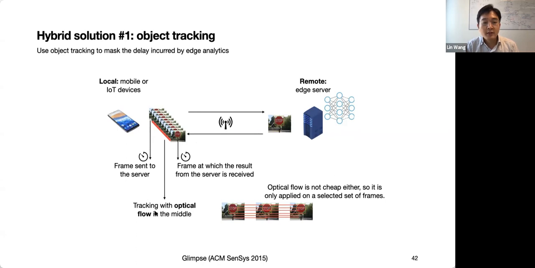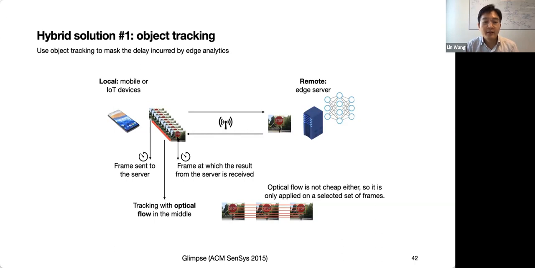So basically we can use some sort of object tracking with optical flow in the middle. So this is the frame we send to the server, the starting point, and then this is the frame when we get the results back. And there are certainly changes between those frames. There are a lot of frames that have passed, right? So we want to apply the delayed analytics results to the current frame, still in a feasible way, right?